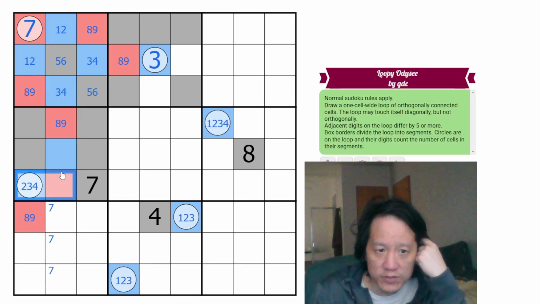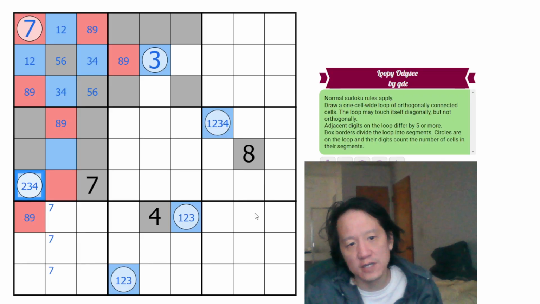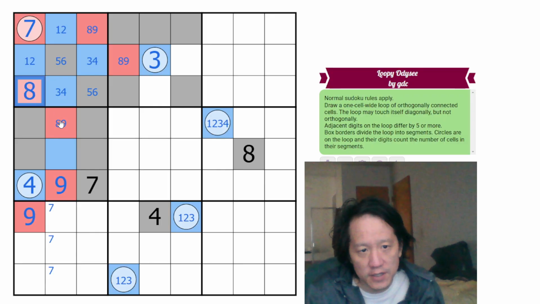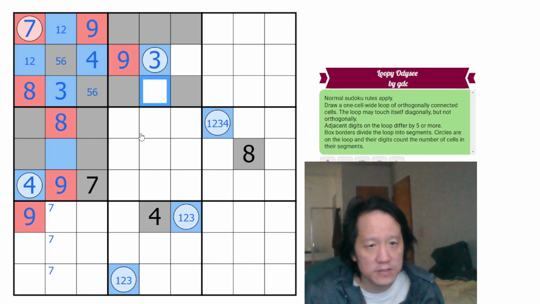Because we know this is 4 in size in the segment, so that's 4. Therefore, this is 9. This is 9. This is 8. This is 8. So this is 3. This is 4. This is 9. This is 9. This can't be 8. So therefore, this cannot go down because that would have to be 8 to go down, and it's not possible. So therefore, it goes this way, which means it exits here.